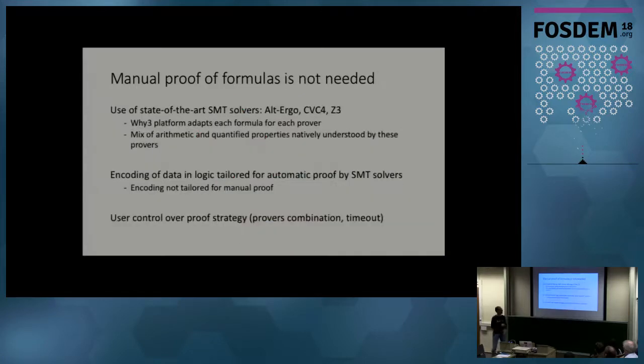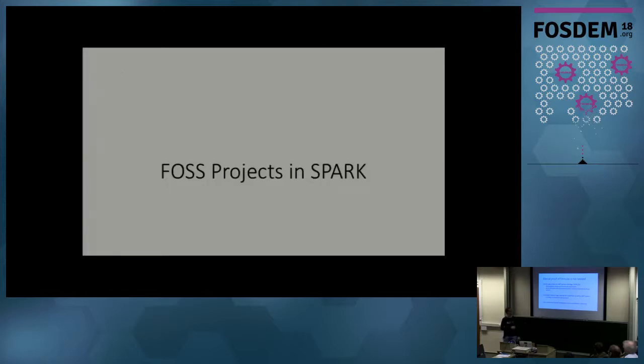And so what we do now is that we target automatic provers. So we have support for the state-of-the-art SMT solvers, Alt-Ergo, CVC4, and Z3, and the whole platform really targets all of these with adaptations to the formulas. And these really handle well arithmetic and quantified properties that arise from your code, the natural encoding. The encoding that we do, apart from this specialization, the natural encoding that we do, is also tailoring these SMT solvers, so we really focus on automatic proof and not so much manual proof like before. And the user has some control over the strategy of proof and timeouts, so I won't go into that, but that's at the tool level when you use the product.